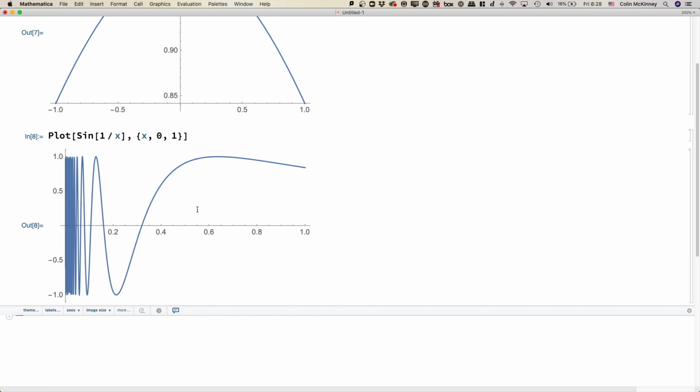And one way to think about it is that as x goes to 0, what is 1 over x going to do? Right. So what happens when you divide by smaller and smaller numbers?